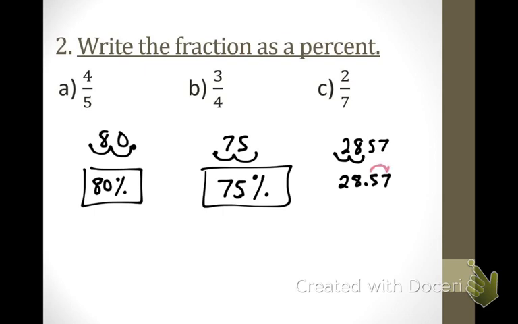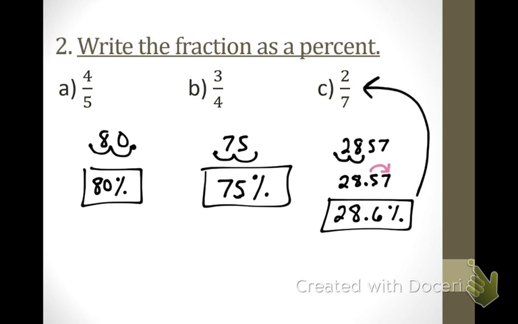All right, so once you have 28.57, I'm just going to go ahead and simplify this to the nearest tenth. So this one asks, are you 5 or bigger? He says yes. So that is going to turn 28.57 into 28.6. And then the very last thing it tells me to do when changing a fraction to a percent is to add the percent sign. So 28.6% is the same thing as 2/7.